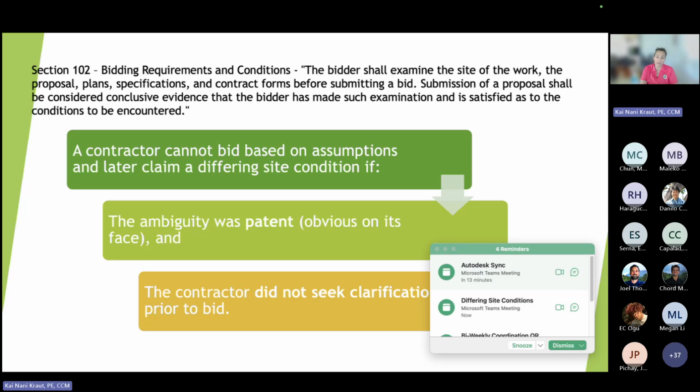Actually, I did put it in here. Good me. 102, bidding requirements and conditions. The bidder shall examine the site, the plan, the specs, the contract forms before submitting. Submission of proposal should be considered conclusive evidence that the bidder has made such examination and is satisfied with the conditions to be encountered. A bidder cannot base assumptions and later claim a differing site condition. The ambiguity was patent or obvious, and the contractor did not seek clarification prior to bid.